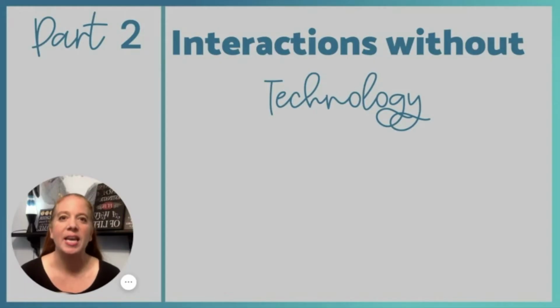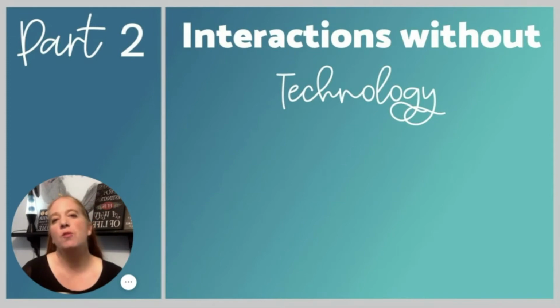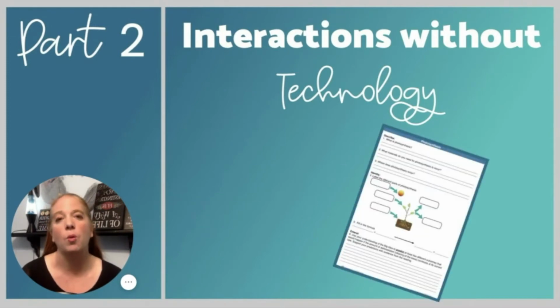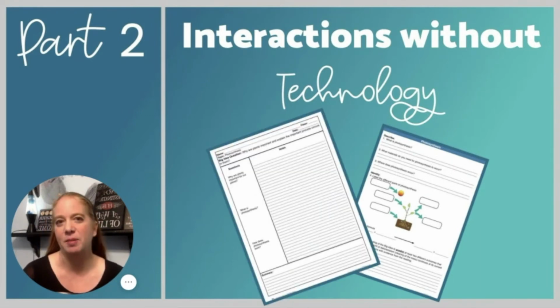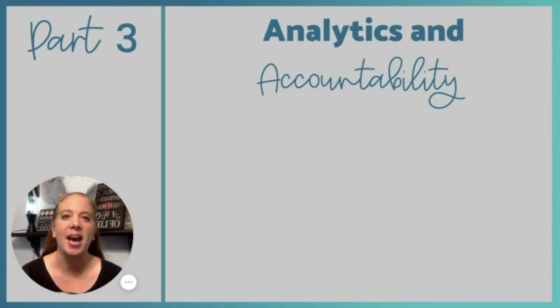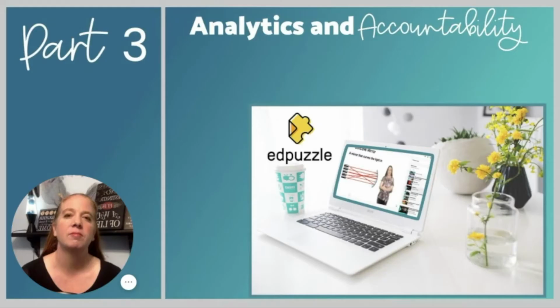Part 2, interactions without technology. Different ways that students can interact without technology would be to fill in a worksheet or a graphic organizer, or take some notes. Part 3, analytics and accountability.